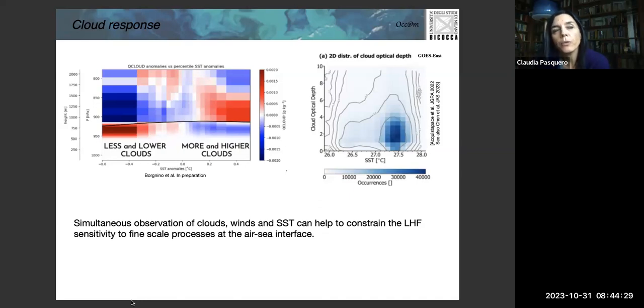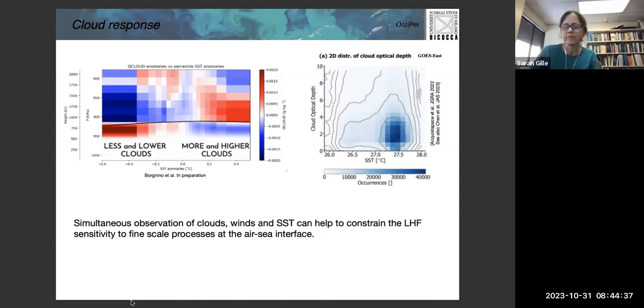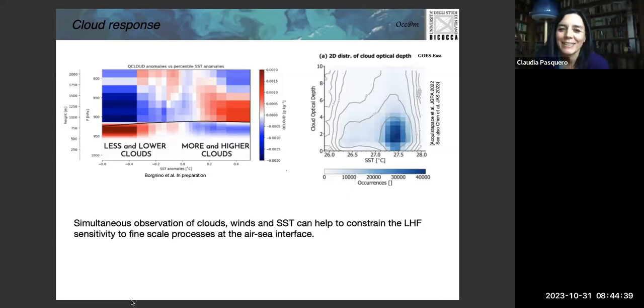So we are now starting to analyze the coupled experiment in order to answer exactly these kinds of questions. But at this point, I cannot answer it. Good, thanks. Thank you.